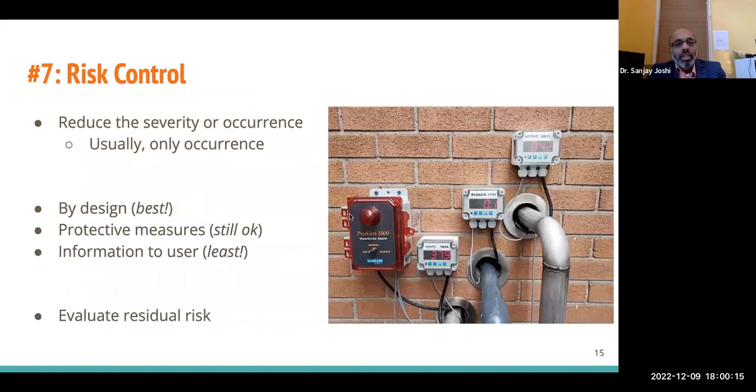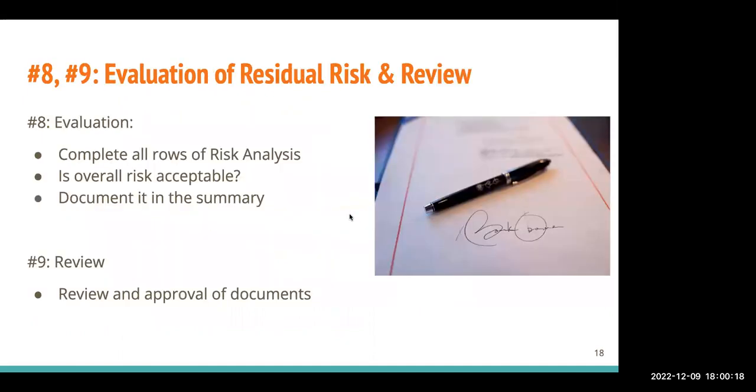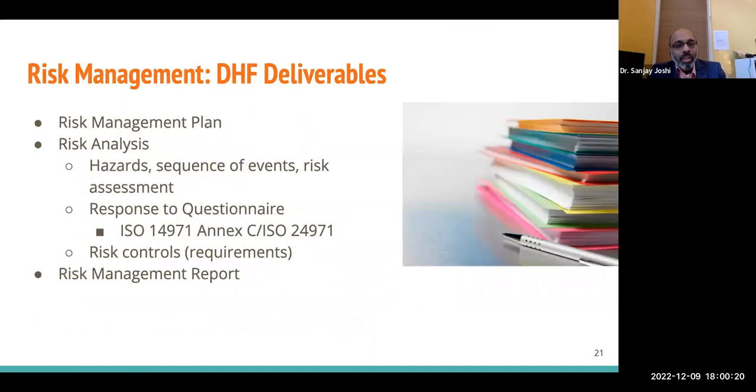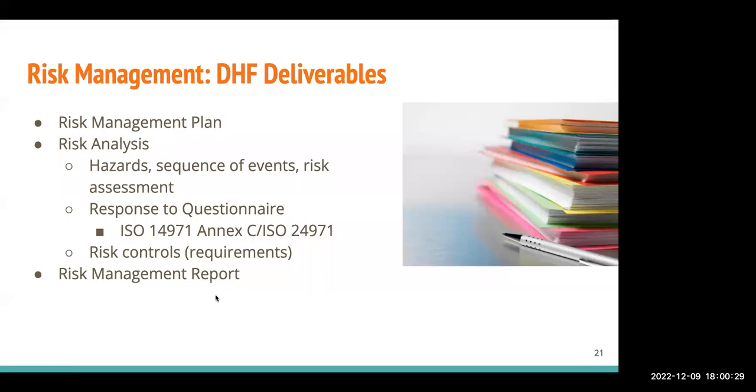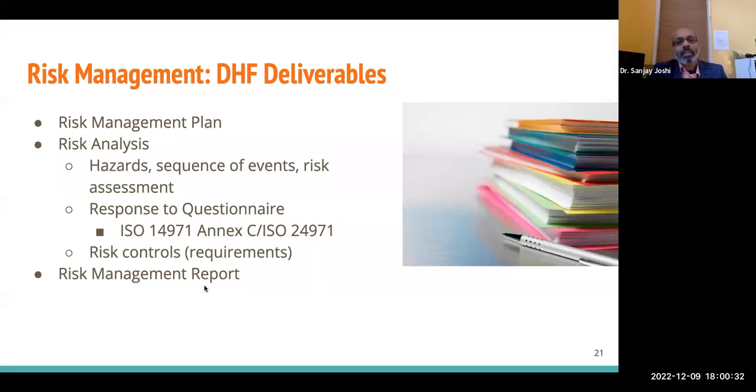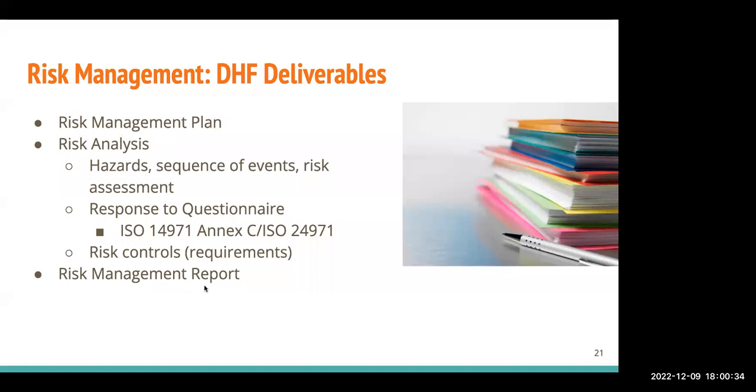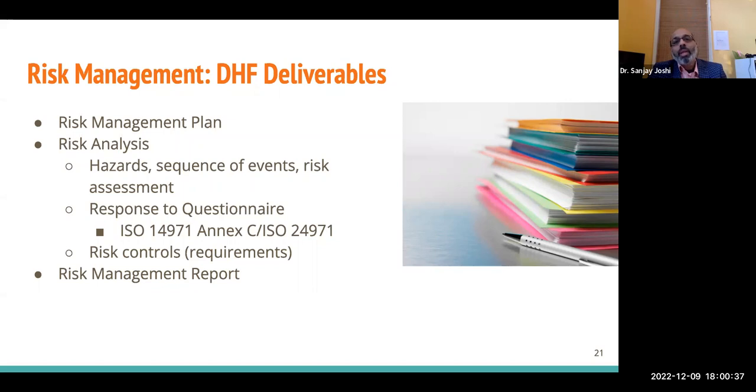Correct. So in your risk report, your risk management file typically has the plan, analysis, and report. The risk management report is when you summarize the entire risk analysis. That's when you say that we considered hazards of all these kinds. We looked at the risk, and after mitigations, after applying risk controls, here are the highest risks that we have from the product. And the highest risk is actually medium. It is acceptable. So further risk benefit analysis is not necessary.